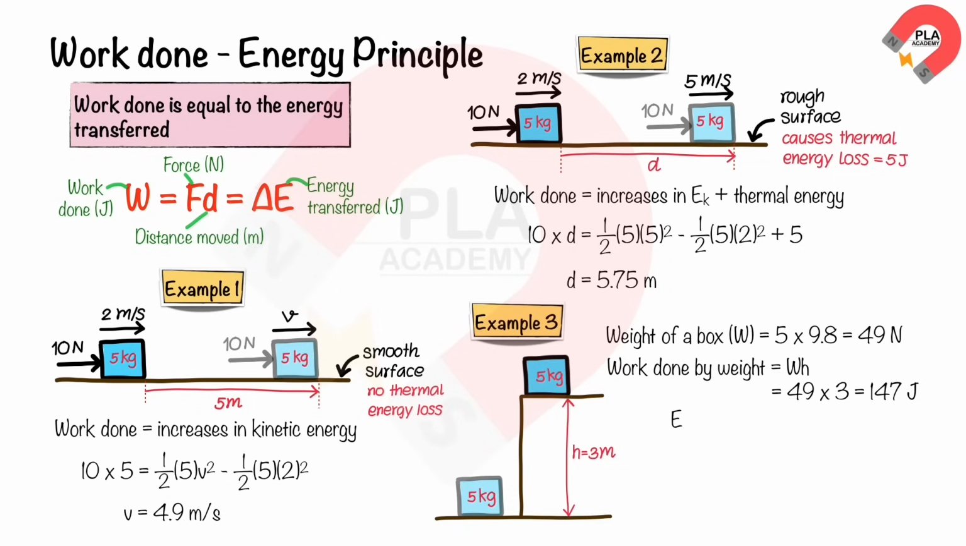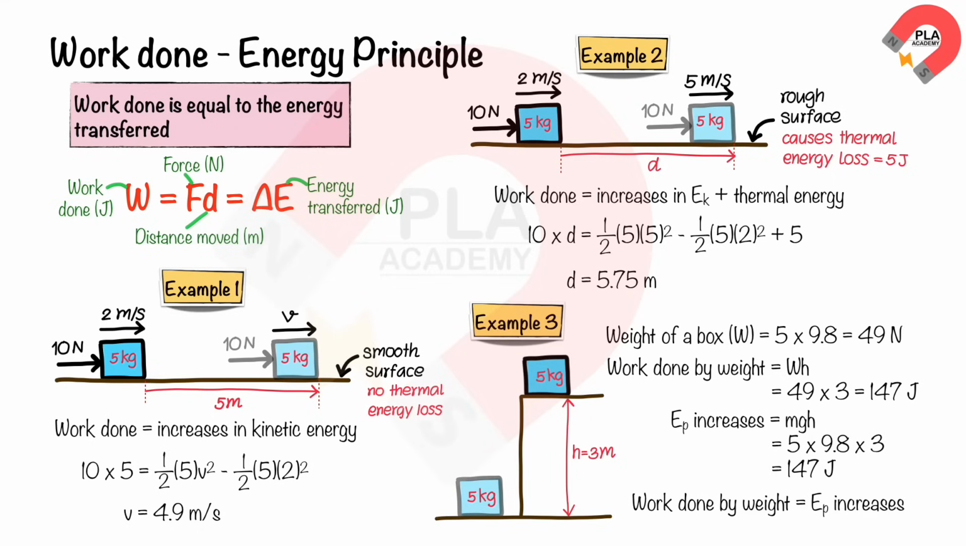The gravitational potential energy increases by mgh, which is 5 times 10 times 3. The result is 150 joules. Therefore, the work done by the weight of the box is equal to the increase in gravitational potential energy.